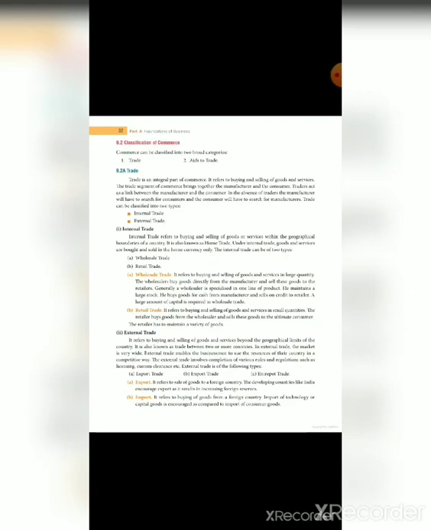Generally, a wholesaler is specialized in one line of product. He maintains a large stock. He buys goods for cash from the manufacturer and sells on credit to the retailer. A large amount of capital is required in wholesale trade. Like, we can take an example: if someone has stationery goods completely, we will call him a stationery wholesaler.